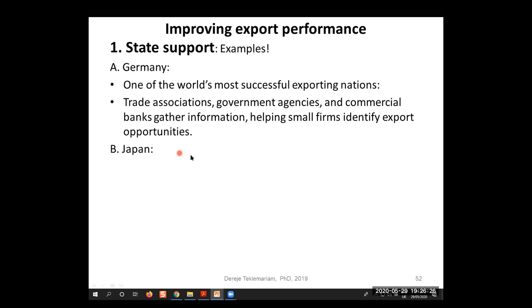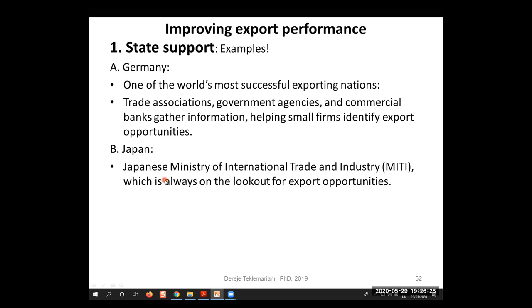In Japan, the Ministry of International Trade and Industry is always on the lookout for export opportunities. There are independent agencies too. Japan and Germany are really very good in this regard.